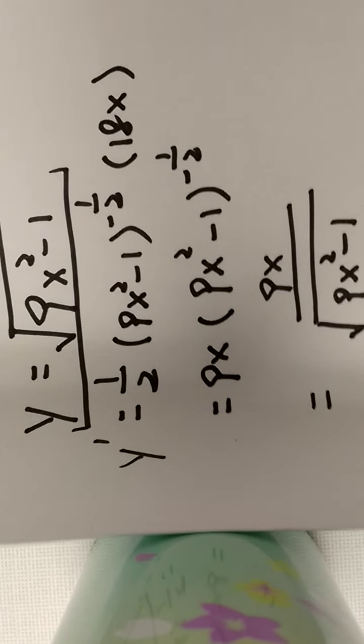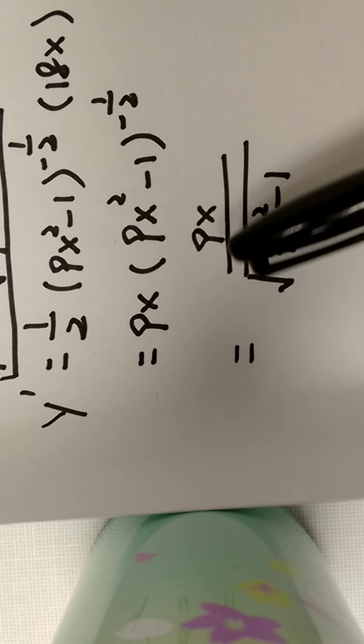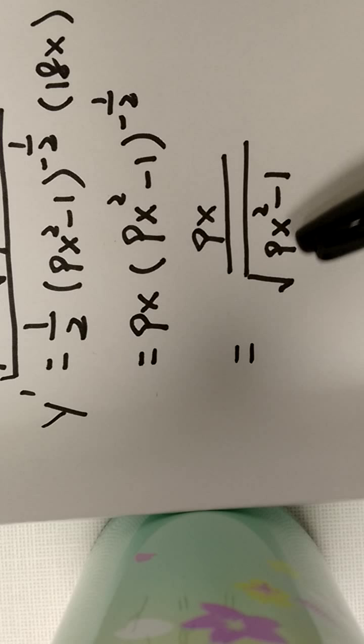Then we take the derivative of y. Then we get y prime equals 9x over the square root of 9x squared minus 1.